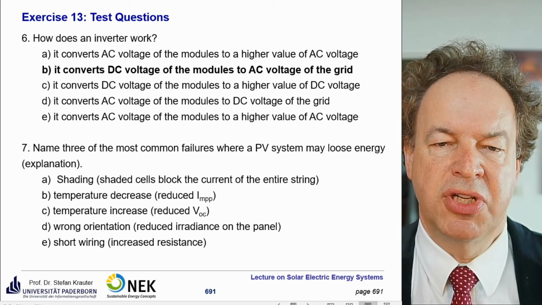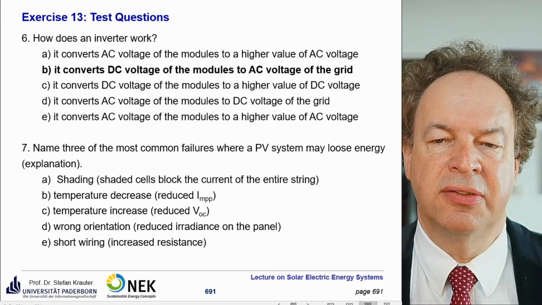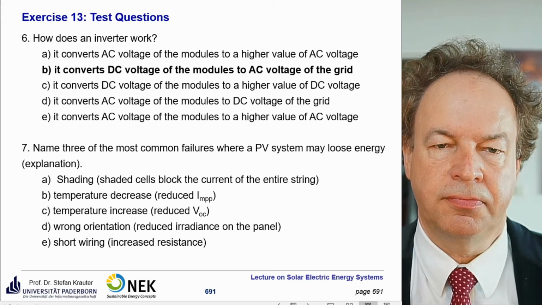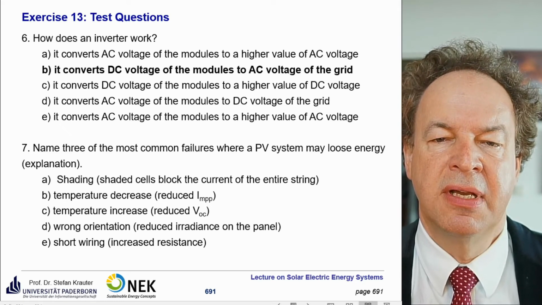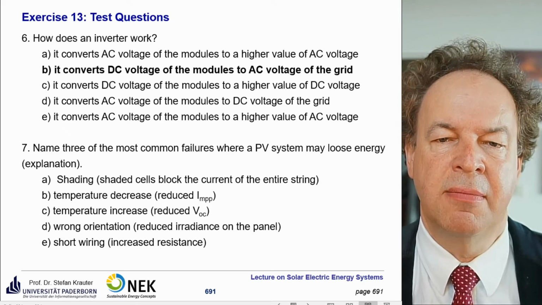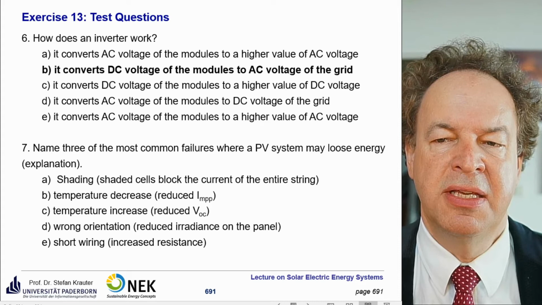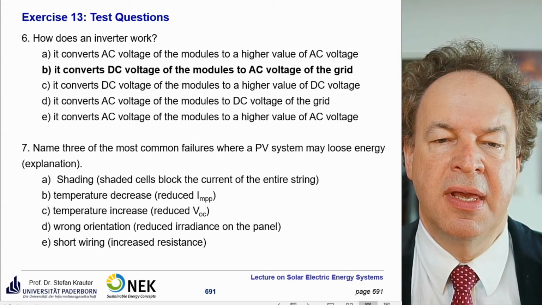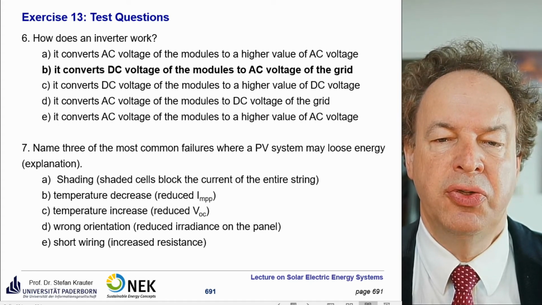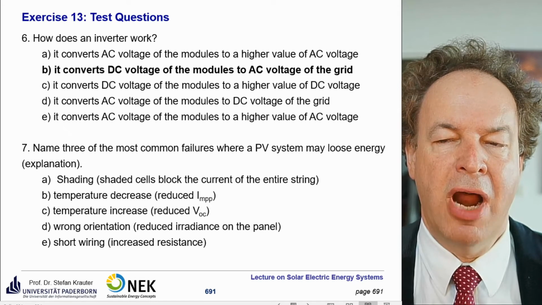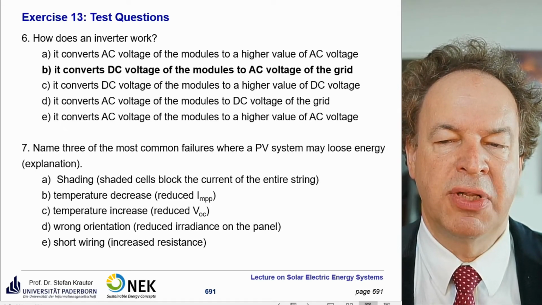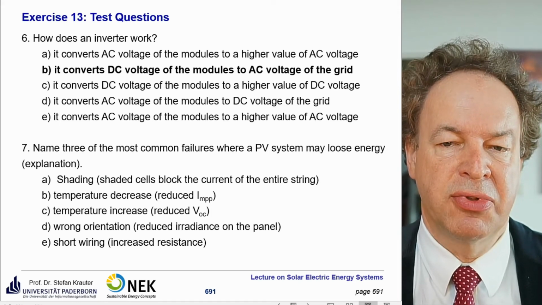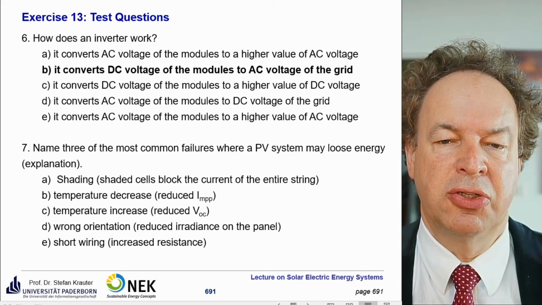So first, shaded cells blocking the entire string, that's true. Temperature decrease, reduced IMPP: yes, there is some reduction in the maximum power point current at lower temperature, but this effect is really small. The major effect is if you increase the temperature, you lose voltage and therefore power output, not only in open circuit voltage, but also in the voltage at the maximum power point. Wrong orientation, yes, that reduces irradiance on the panel.